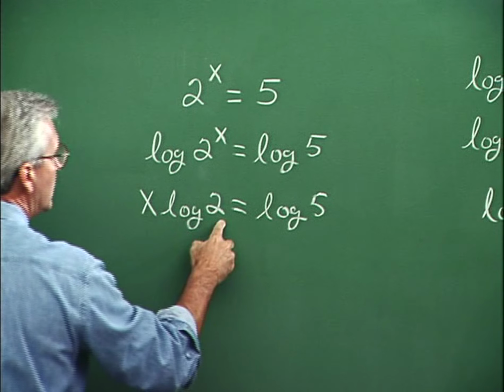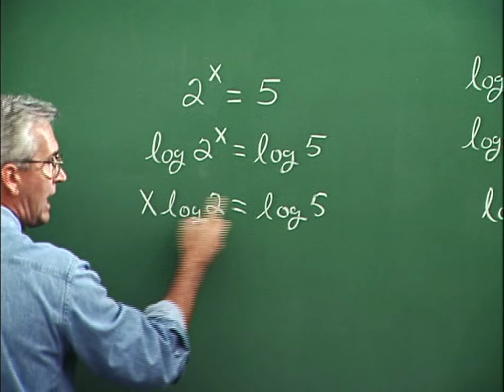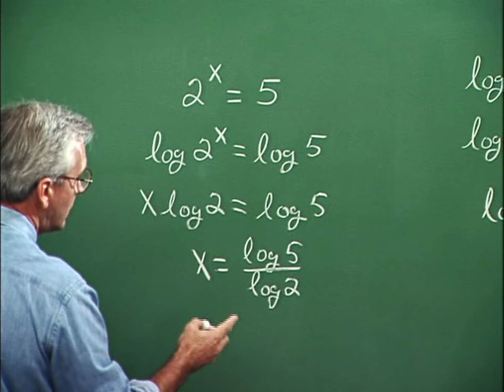And log 2 is just a number in the calculator, so it's a coefficient of x, and we divide on both sides by that coefficient. So x then is log 5 over log 2. And again, we just punch the calculator here to get our answer.